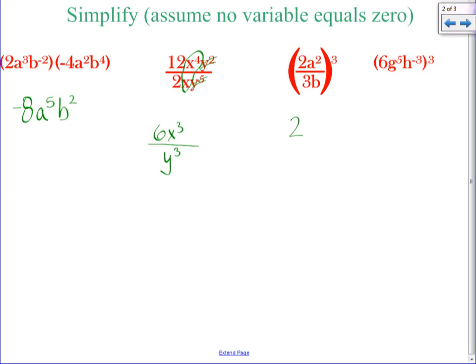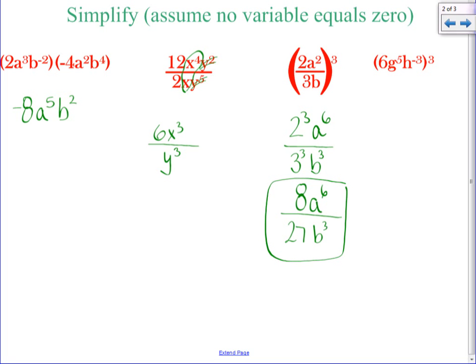We have 2 to the 3rd power and a to the, this is where we multiply. So now we have a to the 6th. And then we have 3 to the 3rd power, b to the 3rd power. So now let's just change these numbers in the front to what they actually are. What's the top one going to be? 8, A6, 27, B3. Questions?